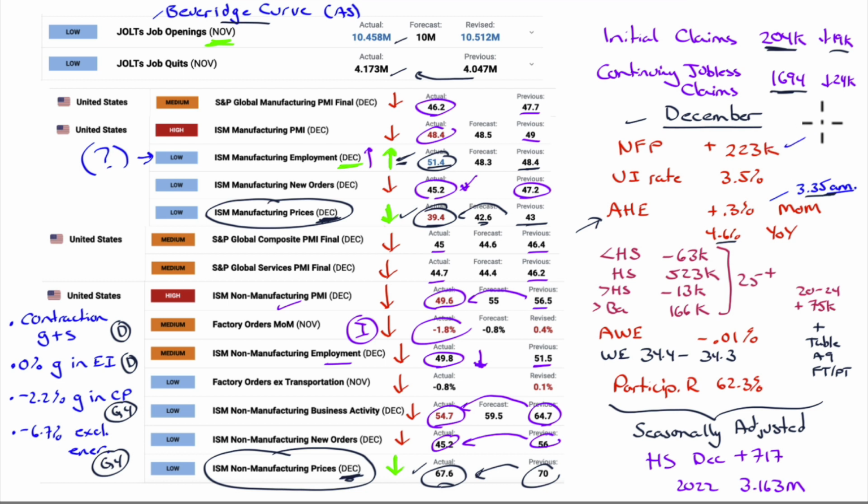Reported 223,000. That is from the establishment survey. The household survey was over 700,000 increase. Right? Interesting. Unemployment rate now 3.5%. This is where the market threw a party, and it was the wrong party to throw.